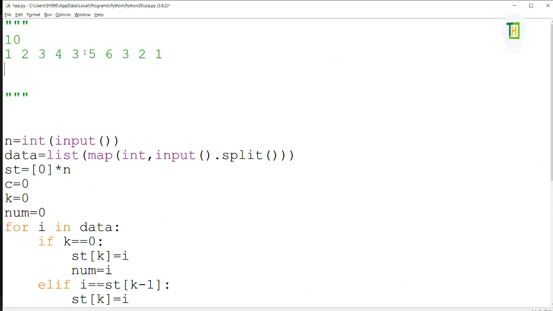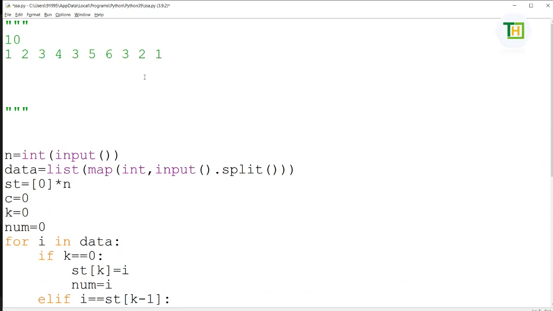Three, 4, 5, 6, 7, 8, 9, 10. Okay. Longest increasing sequence. The question is going to be longest increasing sequence in an array. What is the longest increasing sequence? If you observe carefully, this is the longest increasing sequence. The longest increasing sequence is 4 here.